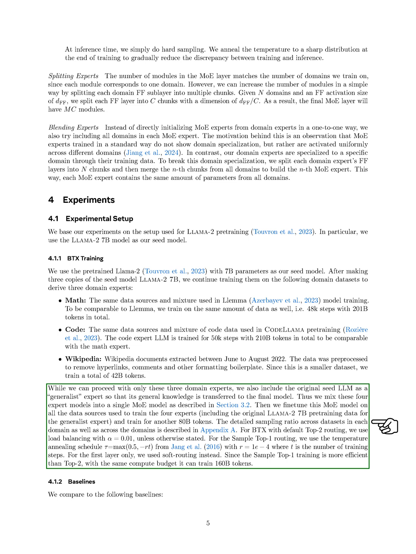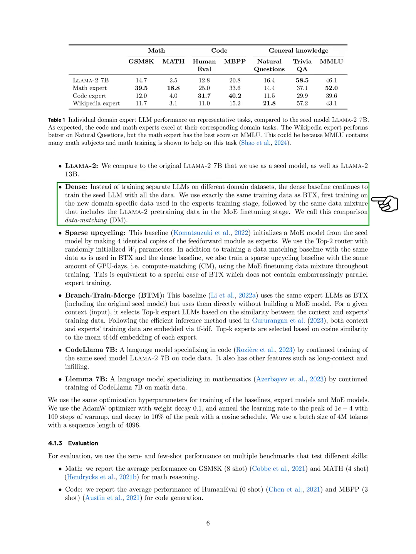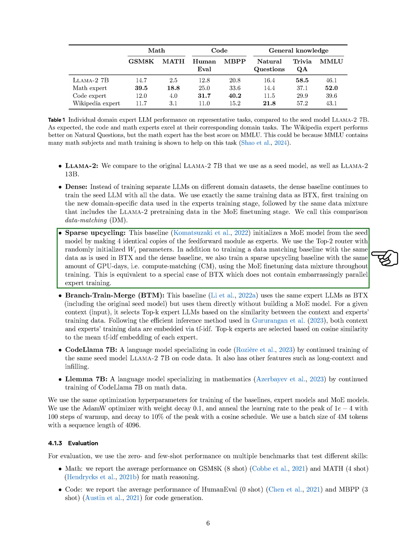Section: Baselines. In this section, we compare our method to several baselines. We start with Llama 2, where we use both the original 7B model and the 13B model. The dense baseline involves training the seed model with all the data instead of separate models for different domains. We also consider sparse upcycling, which initializes a MoE model from the seed model with 4 identical copies of the feedforward module as experts. Another baseline is Branch-Train-Merge, BTM, which uses expert LLMs directly without a MoE model.